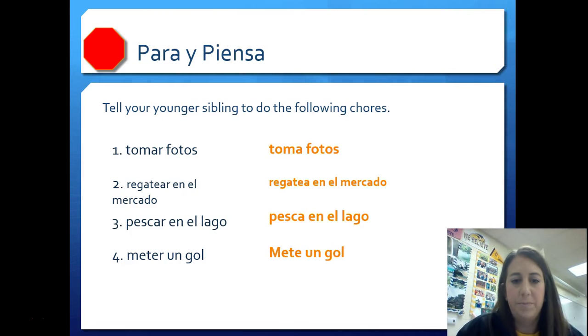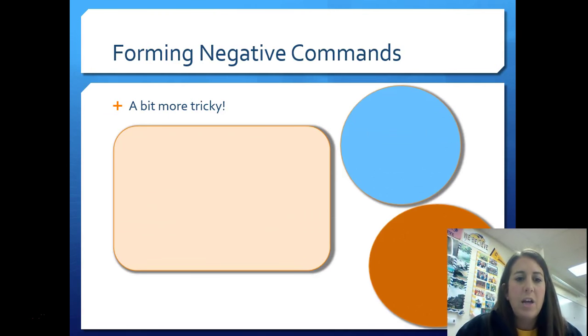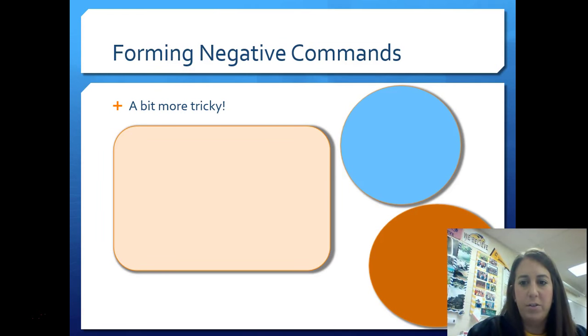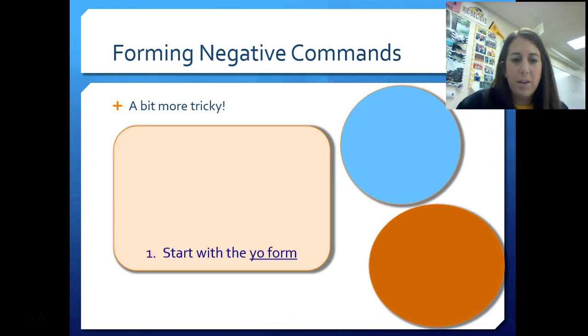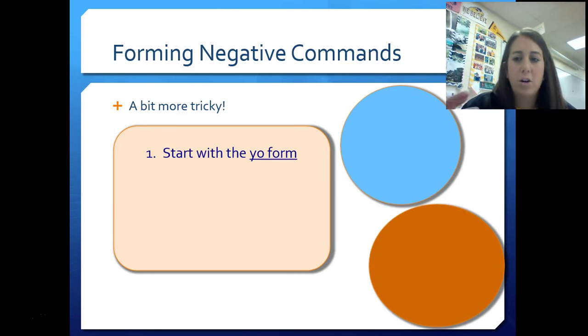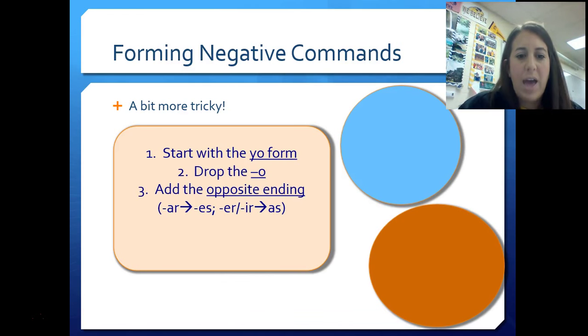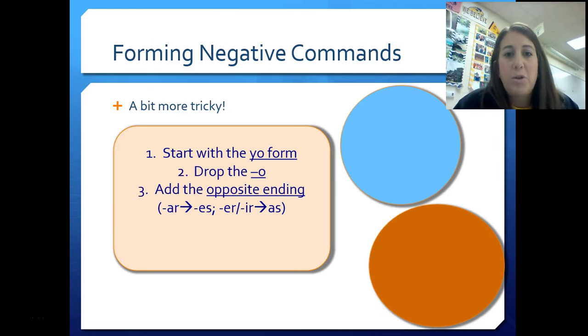Alright, forming negative commands, there are a few more steps involved. Here are our steps. First, you're going to start in the present tense yo form. Got it? You're going to drop that o. Step number two: add the opposite tú-form ending. Notice, for AR verbs, your ending is going to be es, and for ER and IR verbs, your ending is going to be as.